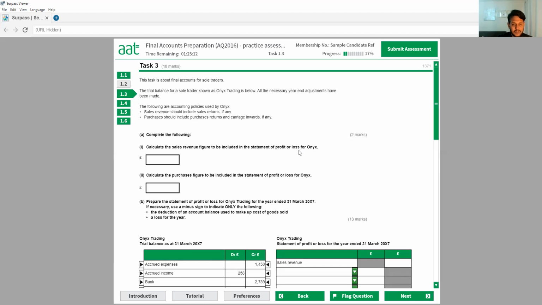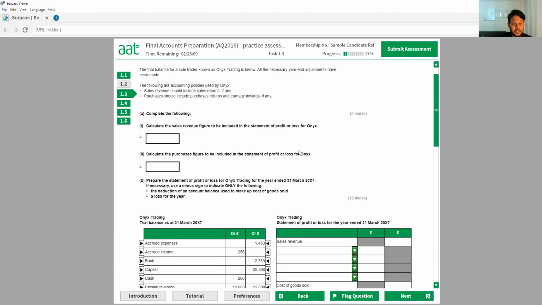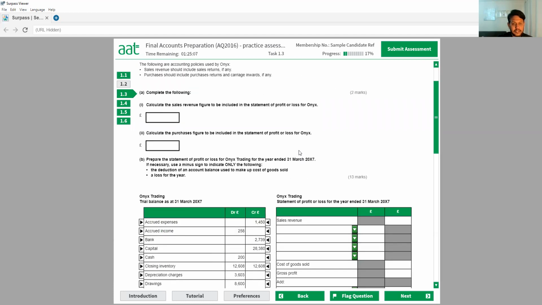Okay, so let's have a look. If there is any sales, and if there is sales return, we have to take it out from the sales because sales return is not our actual sale. On the other hand, if there is a purchase return, this is not our actual purchase. So calculate the sales revenue figure to be included in the profit and loss account, and calculate the purchase figure to be included on the statement of profit and loss.